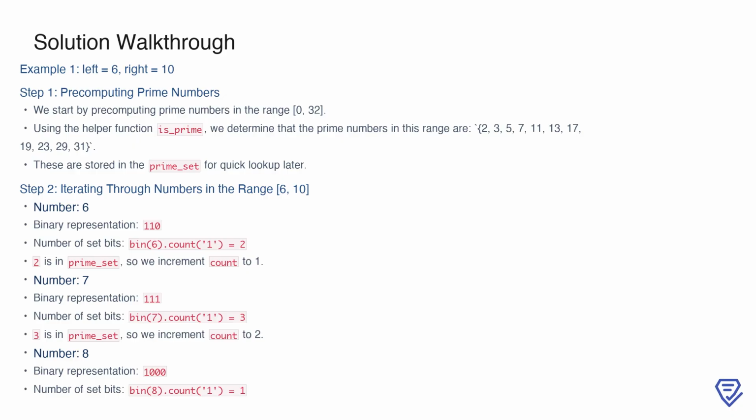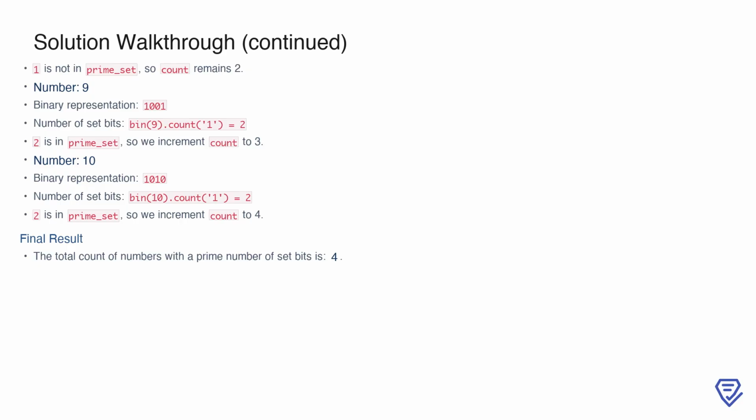For the number 8, its binary representation is 1000, with only 1 set bit. Since 1 is not a prime number, the count remains unchanged. Continuing with the range 6, 10, the next number is 9. Its binary representation is 1001, and it contains 2 set bits. Since 2 is in our prime_set, we increment the count to 3.